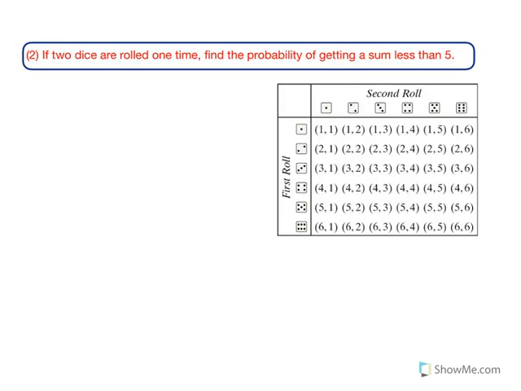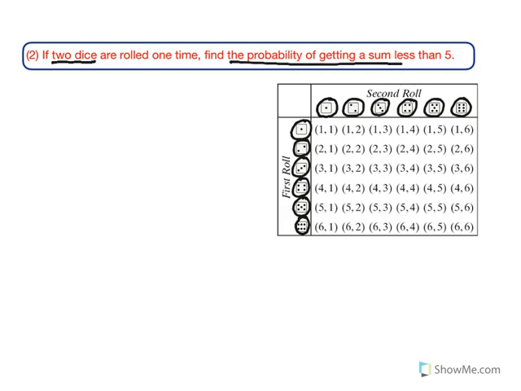The next question is about rolling 2 dice. You remember what a die is? A die is something that looks like this. You can get any of the 6 faces. It's a cube that has 6 faces. And you are looking at all possible outcomes if you roll 2 dice. The question is, find the probability of getting a sum less than 5.